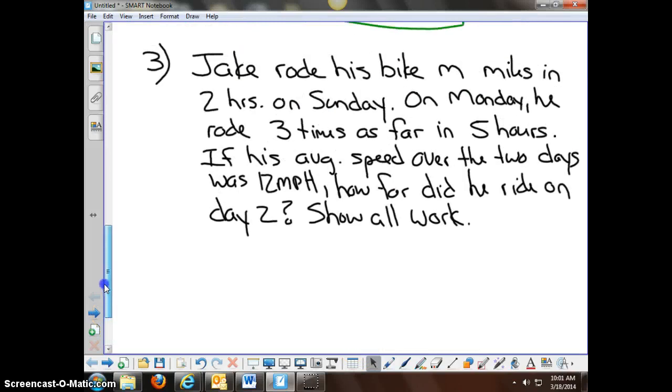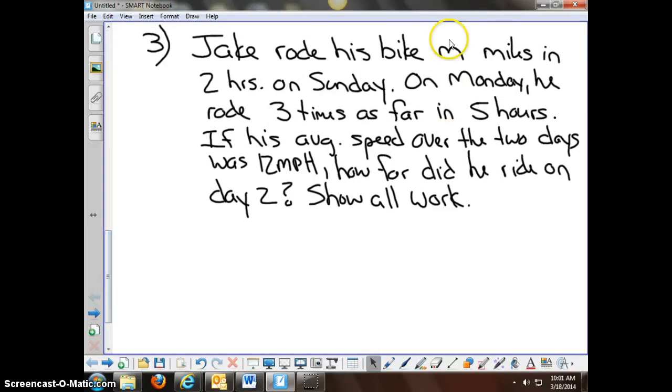Jake rode his bike m miles in 2 hours on Sunday of this current week. On Monday, he rode 3 times as far in 5 hours. Jake averaged over the 2 days 12 miles per hour on his bike rides. How far did he ride on day 2? Show all steps. Good luck.